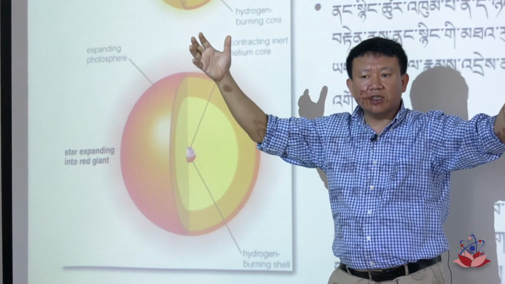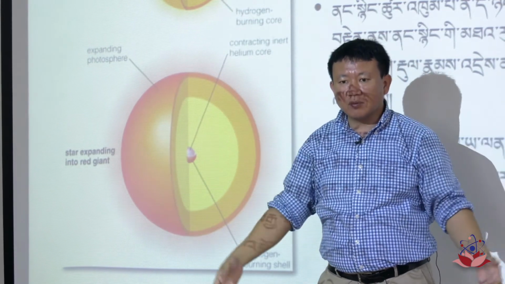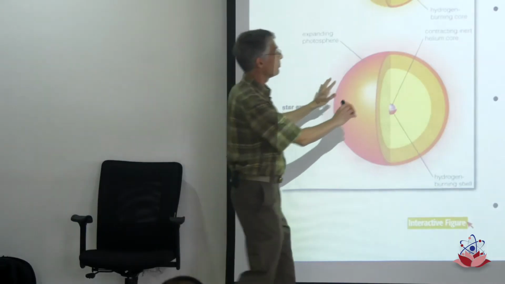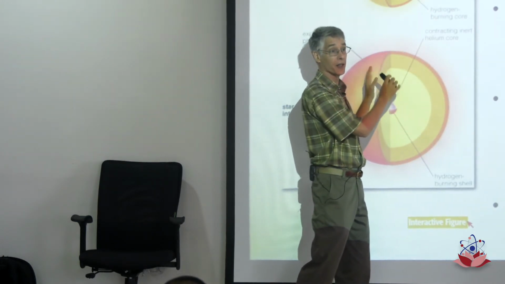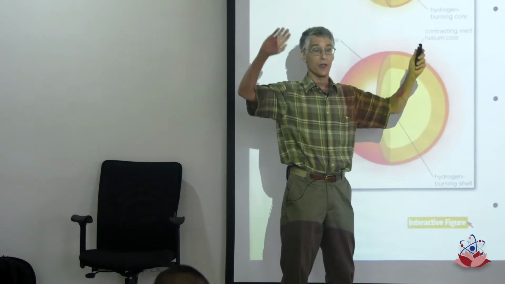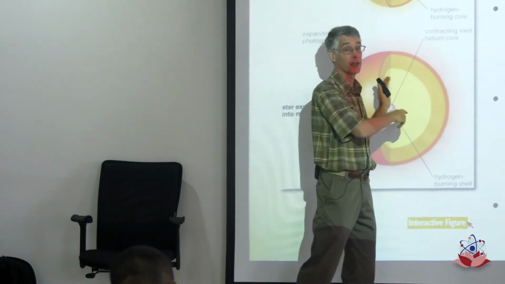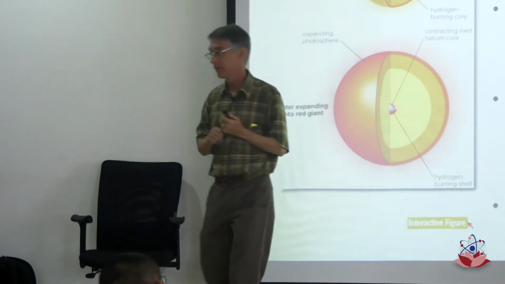So because the star is so large now, it has a lot of surface area to radiate energy into space, and so the luminosity also goes way up.